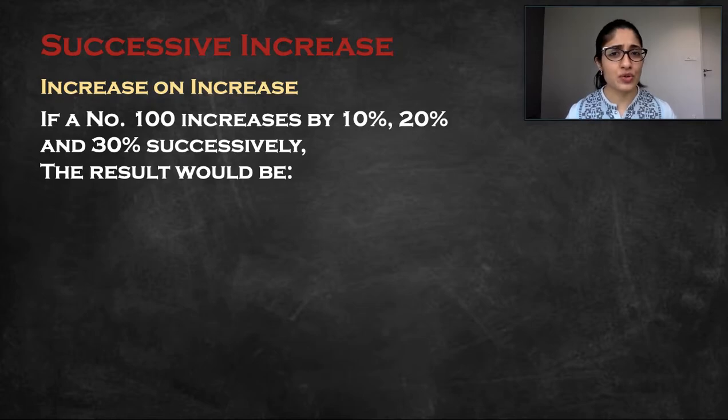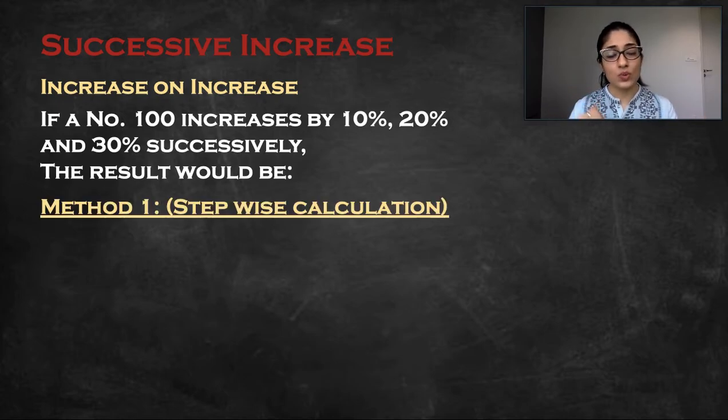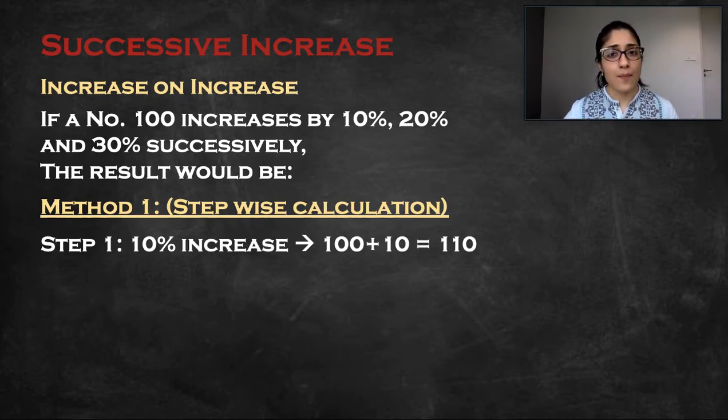If a number 100 needs to be increased successively by 10%, 20% and 30%, how can we go ahead with the calculation? So basically there are two methods. Starting with the first method, which I call stepwise calculation. In step 1, I will first increase 100 by 10%, which gives me the answer as 110.